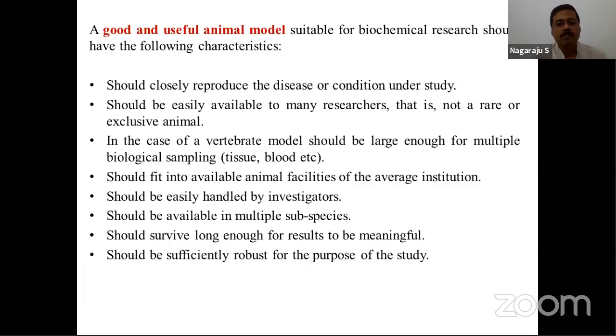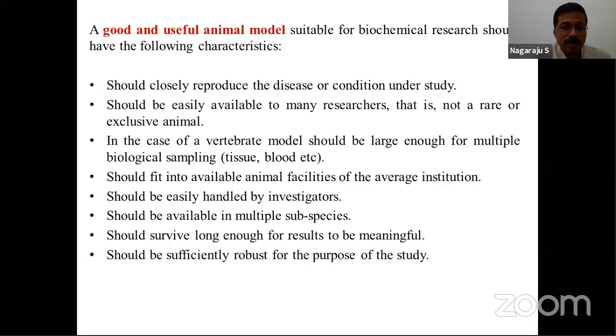It should reproduce the disease or conditions which are going to be under study, and it should be easily available to many researchers. That is, not a rare or exclusive animal. The animal model that we are going to use should not be a rare animal or extinct species. I cannot do research using a cheetah, no, because it is near extinction. I cannot use a rhinoceros as the animal model, because like the single horn rhinoceros, it is at the edge of extinction. I cannot use animals which are very rare, or where there is some exclusiveness. So that's the second point.